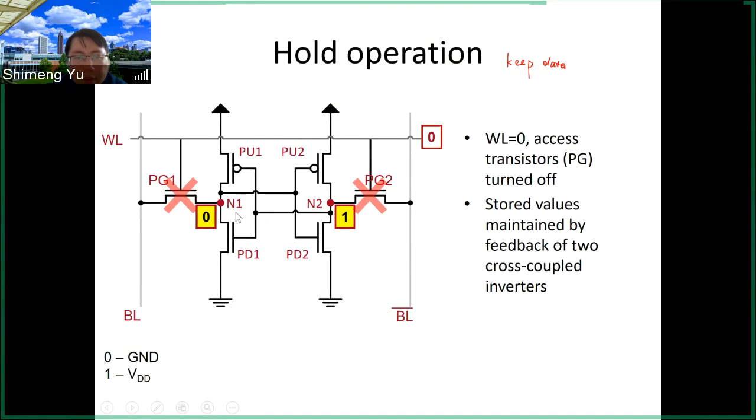As we discussed, you only have two possible options. Either N1 stores 0, N2 stores 1, or N1 stores 1, N2 stores 0. So this is a stable circuit. This is how you store the data on the SRAM cell. And if you think about the computer program you are coding, the temporal data saved in the cache are actually stored as the voltage 0 and the voltage VDD in those circuits. So this is a hold operation. Any question?